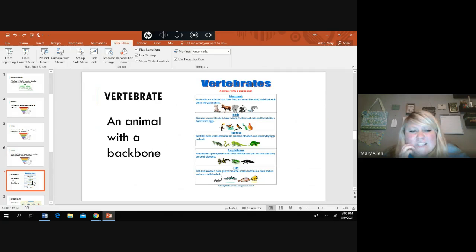All right, the next two slides go together. This word is vertebrate. A vertebrate is an animal with a backbone. Okay, if you want to copy this down, you can. You do not have to. I'm just looking for the vertebrate definition. But a vertebrate is an animal with a backbone. For example, mammals, birds, reptiles, amphibians, and fish.